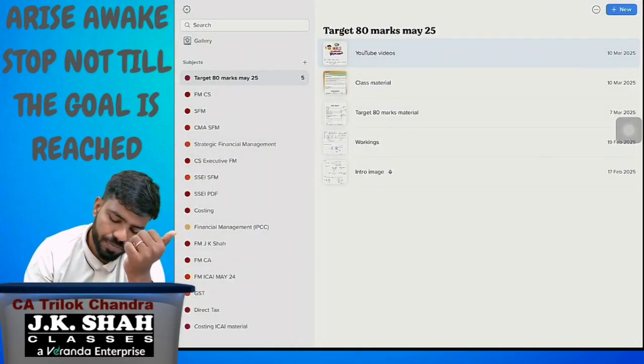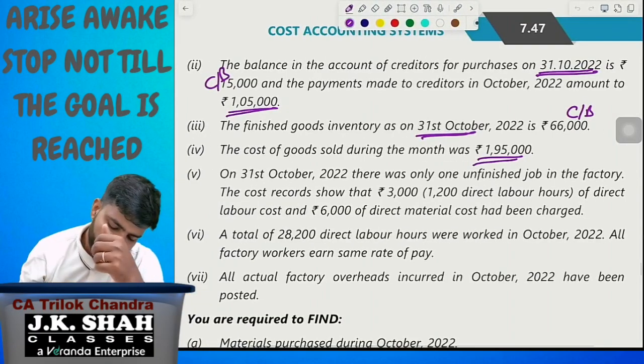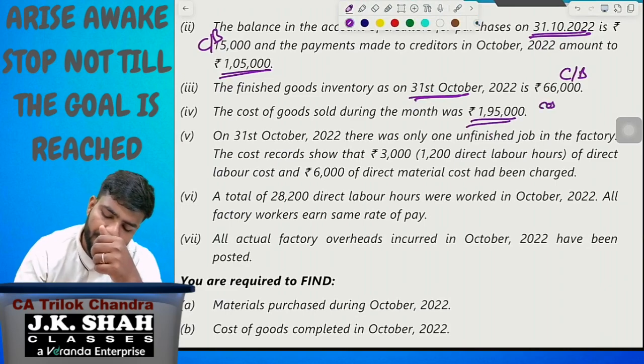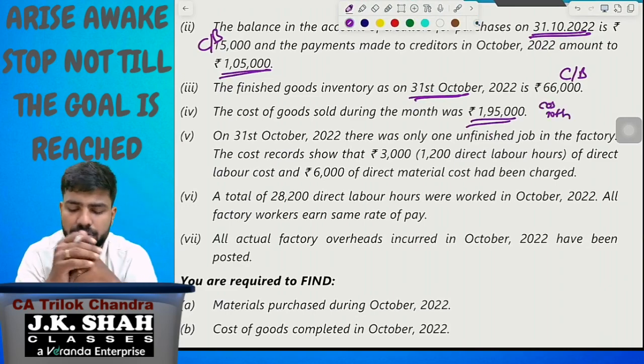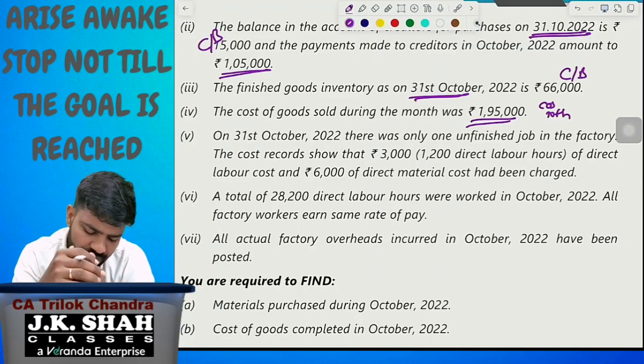Okay. Now look at this. Cost of goods sold. What is the entry? Cost of sales to finished goods account. Okay. Next. Look at point number 5.